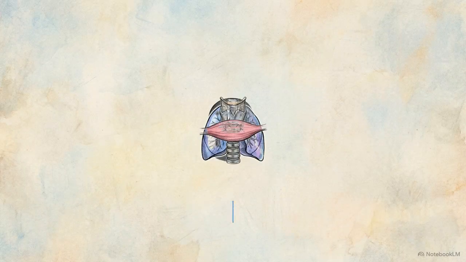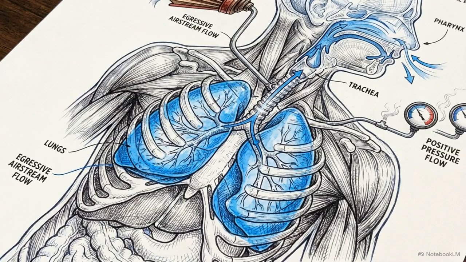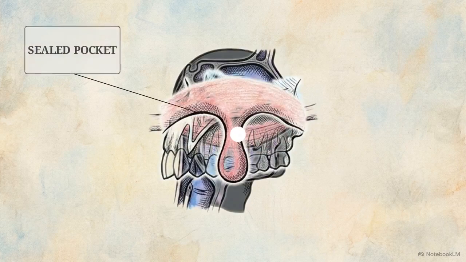To understand how these sounds work, we have to look at a system that bypasses the lungs entirely. Almost every consonant globally is powered by a pulmonic egressive airstream, air pushed outward by the lungs. Click consonants rely on a lingual ingressive mechanism. The power source is the tongue itself, drawing air inward. This requires building a sealed, airtight pocket inside the oral cavity.